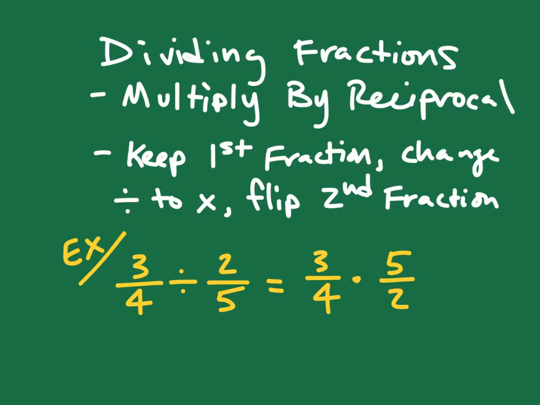So let's multiply across. Let's do 3 times 5 and 4 times 2. As a result, 3 times 5 is 15, 4 times 2 is 8. And those numbers can't be simplified. There's no number that I can divide into 15 and 8 that's the same. So that's my answer.